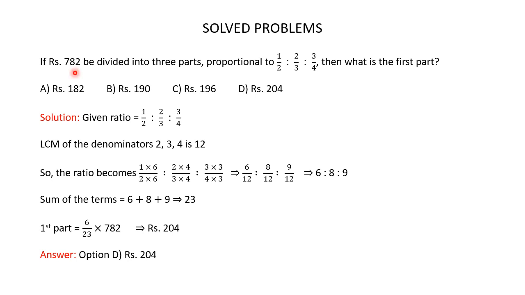Now rupees 782 has to be divided into three parts and we are supposed to find the first part. So here 782 has to be divided into three parts in the ratio of 6 is to 8 is to 9 and 6 is the first part. So the value of the first part is 6 by 23 multiplied by 782. On solving this we get rupees 204. So the first part is rupees 204. So the correct answer is option D, rupees 204.